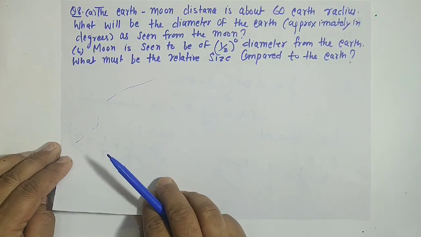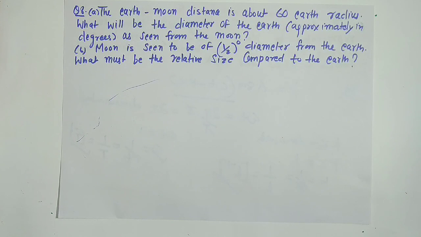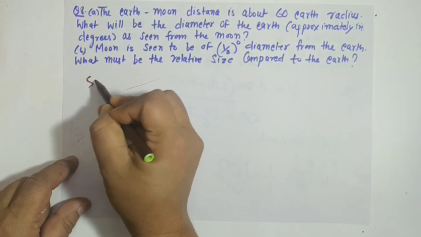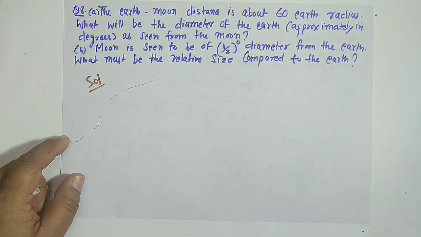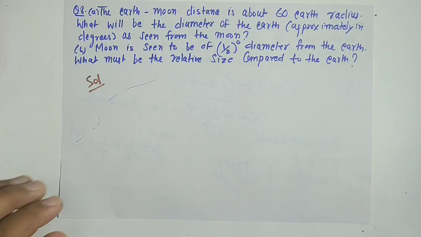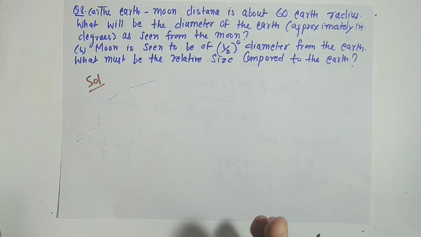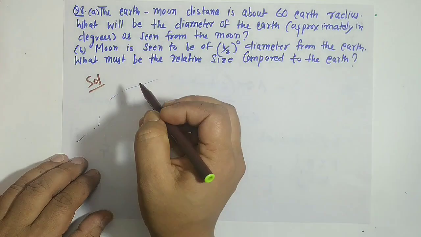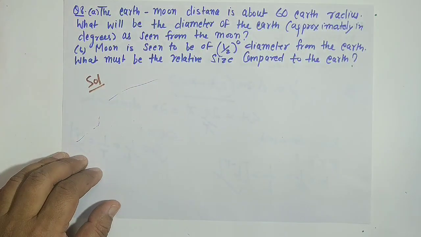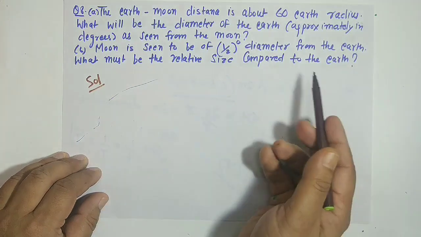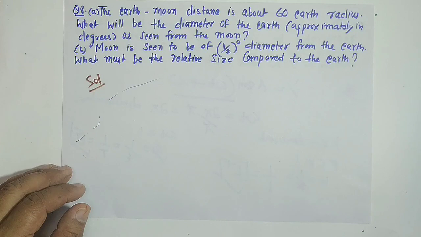Now question number 8. Now question number 8 is very important. The Earth-Moon distance is given here, and it is given that the Earth-Moon distance is about 60 Earth radii, 60 times of r. And what will be the diameter of the Earth as seen from the Moon? And second, the Moon is seen to be half degree in diameter from the Earth. What must be the relative size compared to the Earth? So we have to calculate both the cases.